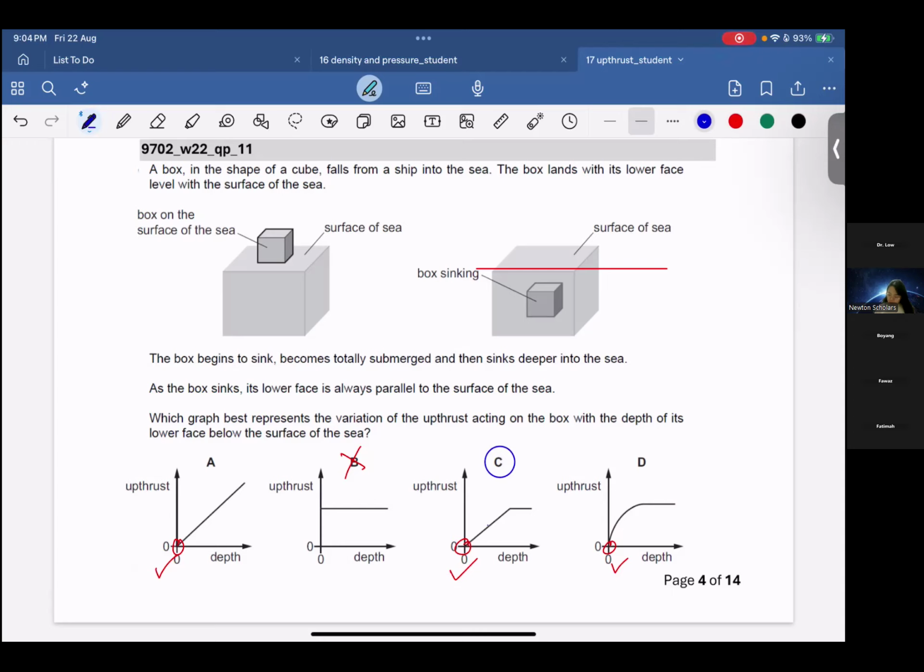Okay? The upthrust increases when we start going down, but when we are already fully immersed, the upthrust force has already achieved the maximum. Any question? If no, we are going to proceed. Why can't it be D? Like this, we are increasing directly. P equals rho g h. The h and P are directly proportional. Directly proportional means a straight line passing through the origin, it must be a straight line.